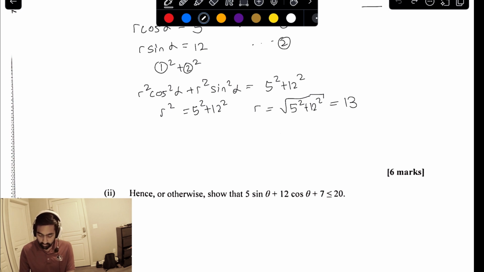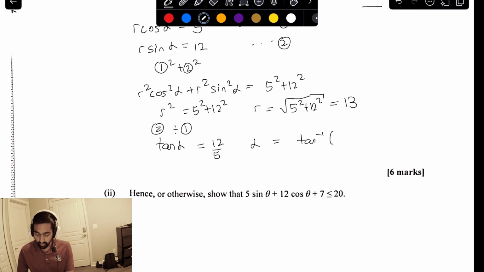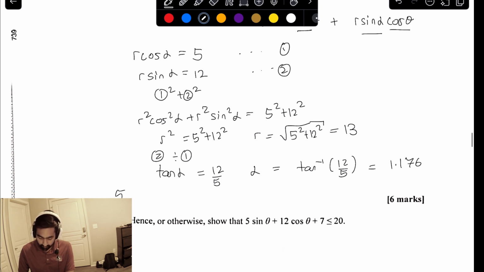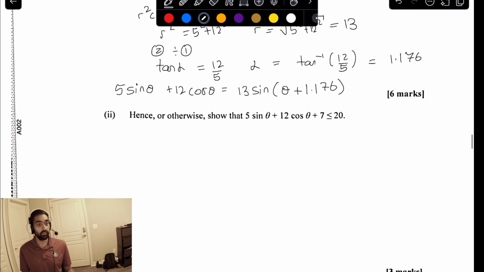Well, if I take 2 divided by 1, I get sine alpha over cosine alpha, and sine over cosine is just tan alpha equals 12 over 5. So alpha is tan inverse of 12 over 5, and you'll see that this is 1.176 radians. So the way you'd express it is 5 sine theta plus 12 cosine theta equals 13 sine(theta plus 1.176). Okay, so that's how you do part 1.